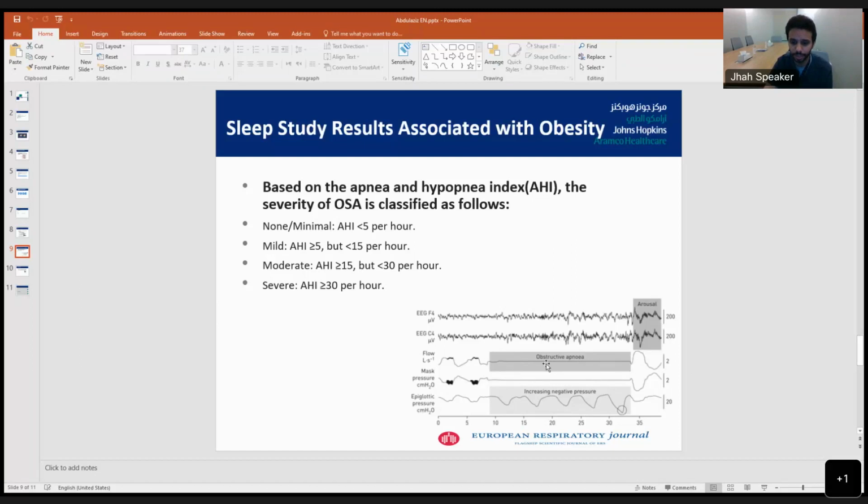So after this, for 10 seconds, then this, what we call an arousal, here the patient wakes up to take a breath again, then he's going to fall asleep again. So those arousals will affect sleep quality, and it will affect patient activity during the daytime.